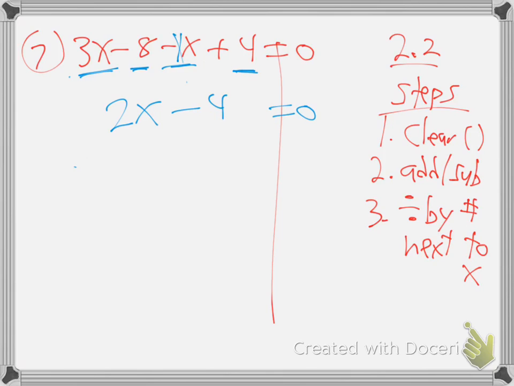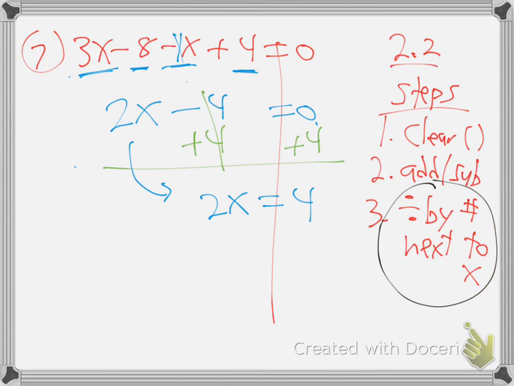Now x wants to be alone. What are we going to do? Add the 4. Gonzo here. Right? Bring down the 2x. And so we did all of our adding, subtracting. Last step? Last step is always divide, right? Last step is divide. Boom. X is 2. How we doing? Is this good? Making sense? Questions?